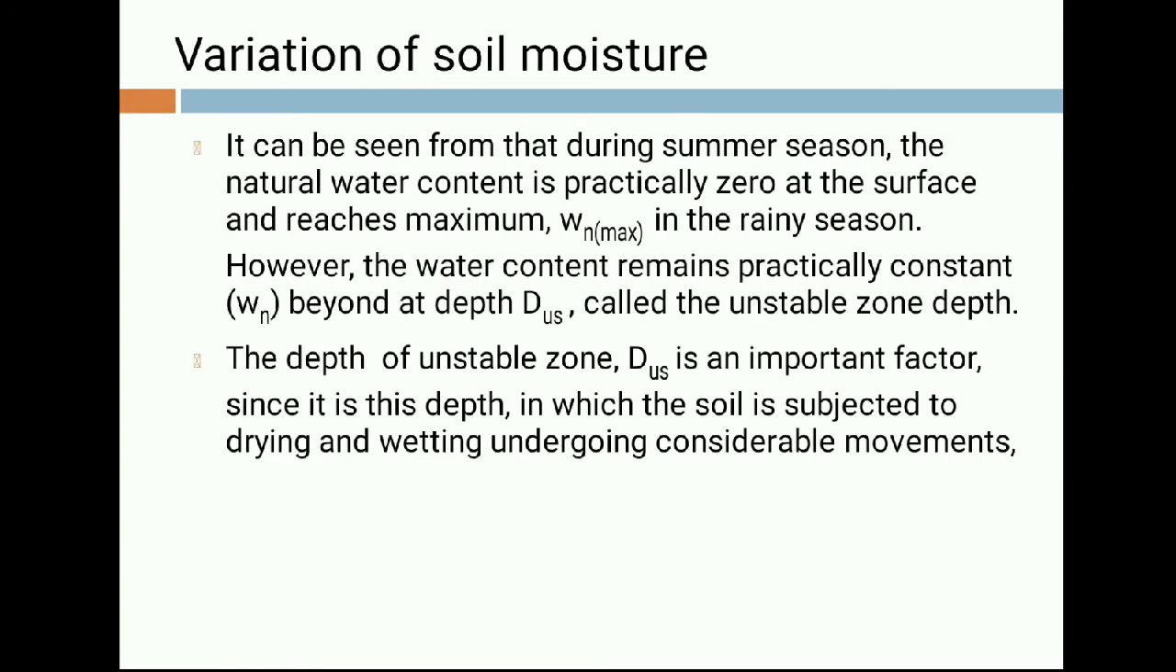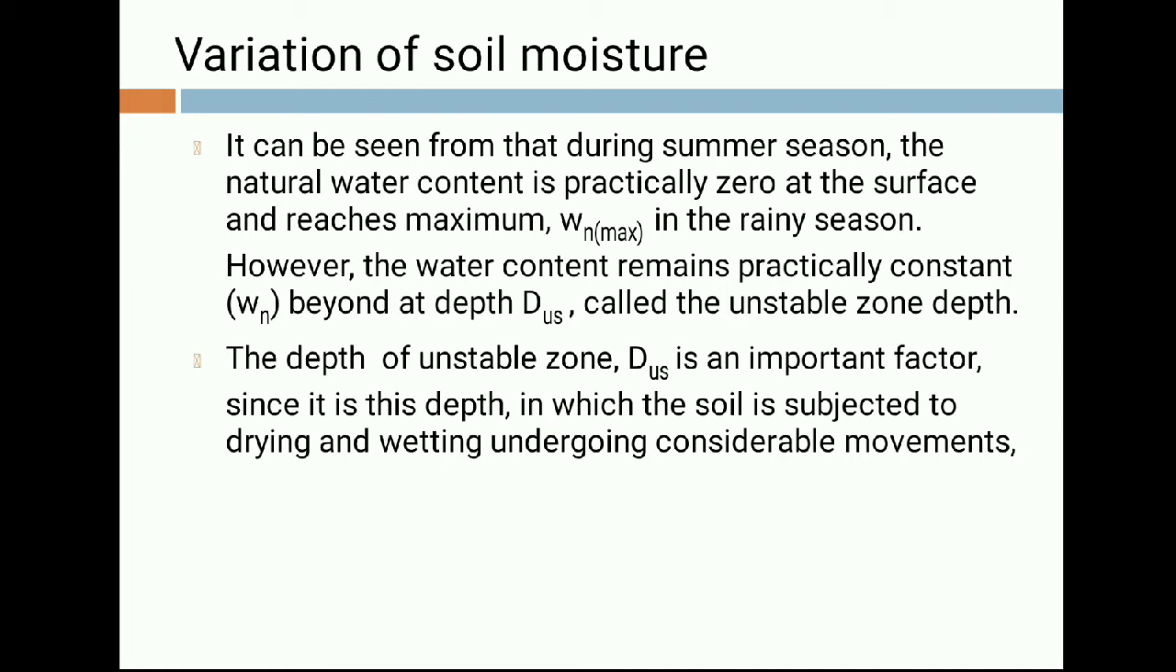Let's see the variation of soil moisture. It can be seen from that during summer season the natural water content is practically zero at the surface and reaches maximum in the rainy season. However, the water content remains practically constant beyond a depth DUS, called the unstable zone depth.